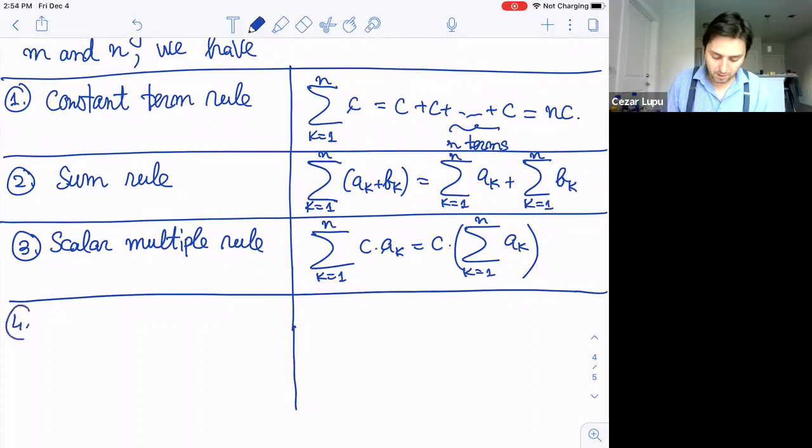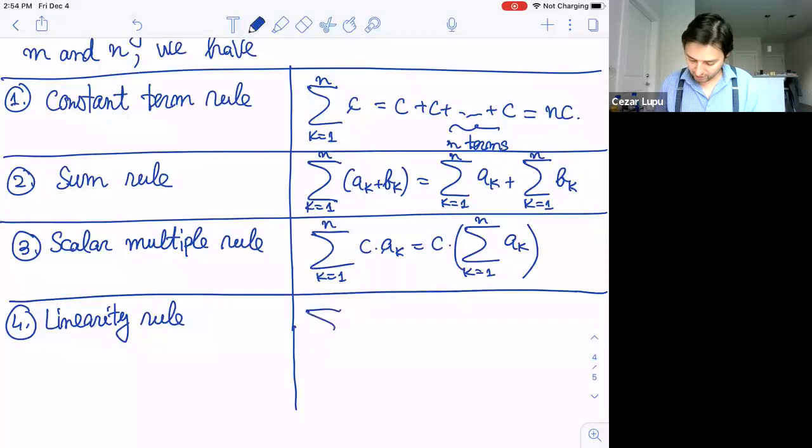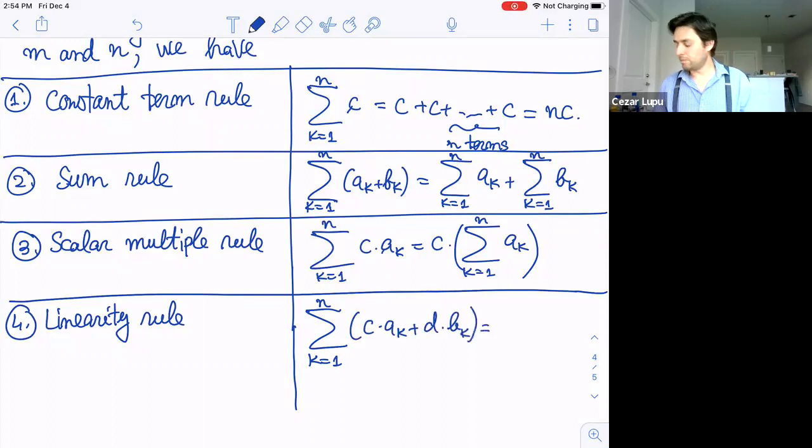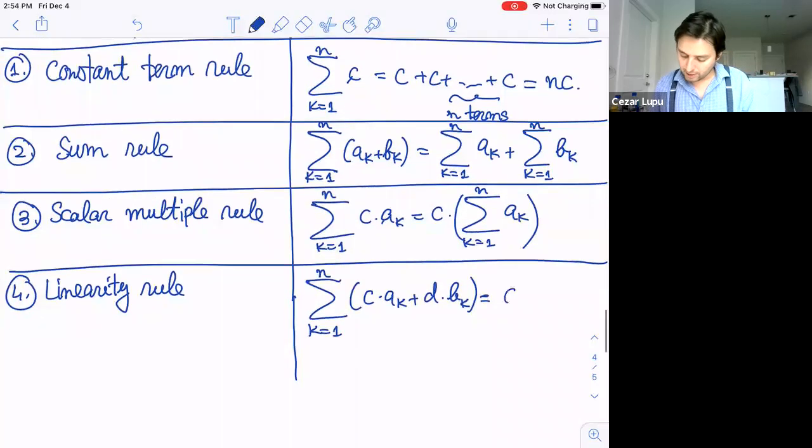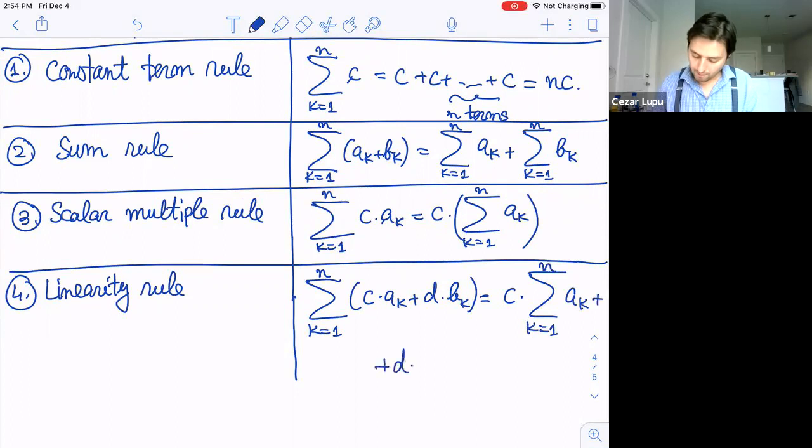Linearity rule. Let's just say we have a combination of the second and the third rule. So we'll call this the linearity rule, which says the following. If we have the sum from k equals 1 to n of C times ak plus D times bk, this would be nothing else than just C times the sum of ak plus D times the sum of bk.